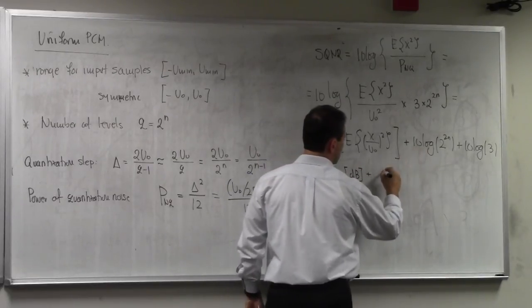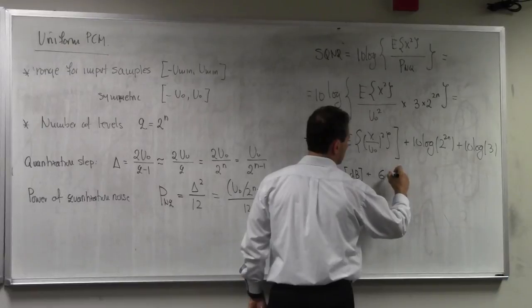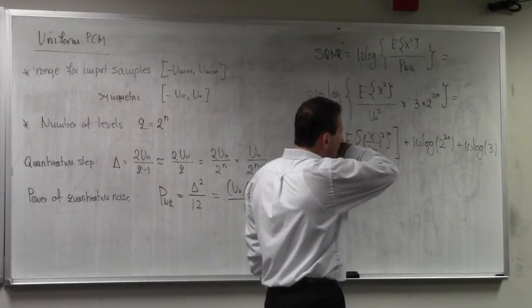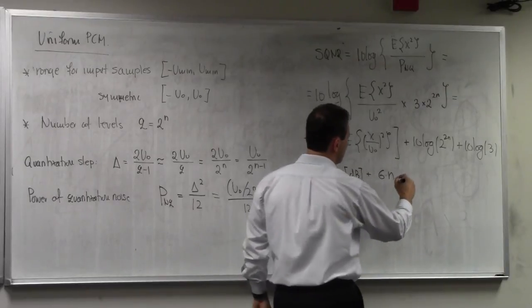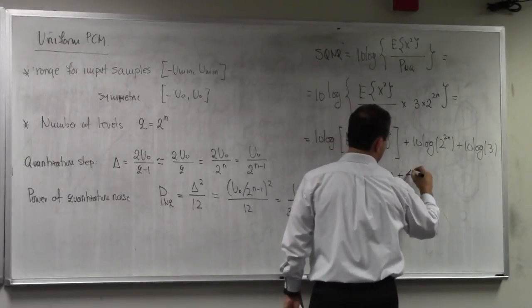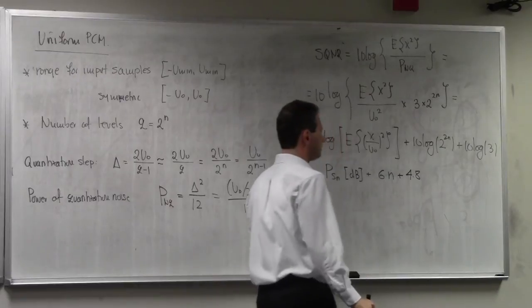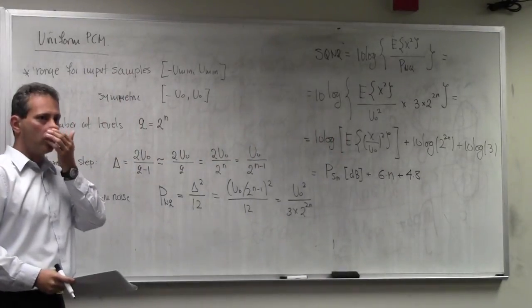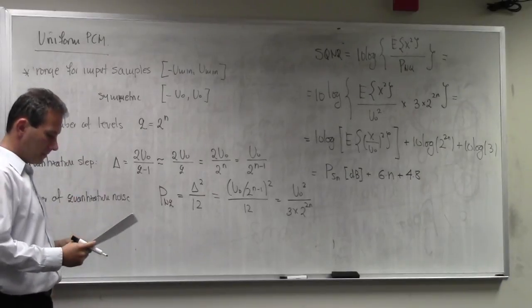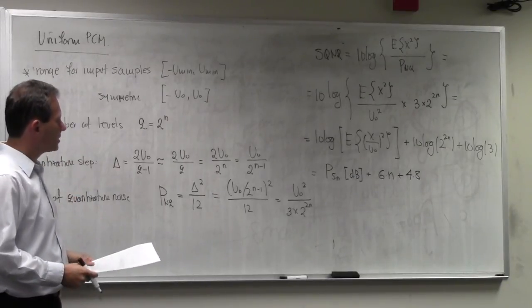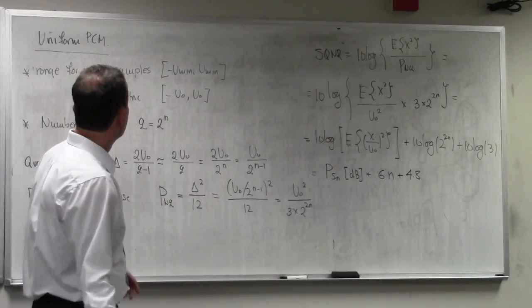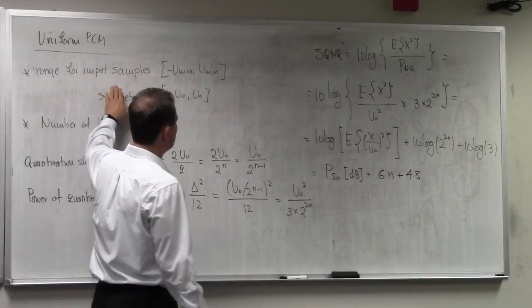This second term here is your 6n, right? And then this last term here is 4.77 or 4.8. So 10 log of 3 is approximately 4.8. So that's a general expression for the signal to quantization noise ratio for the uniform quantizer.